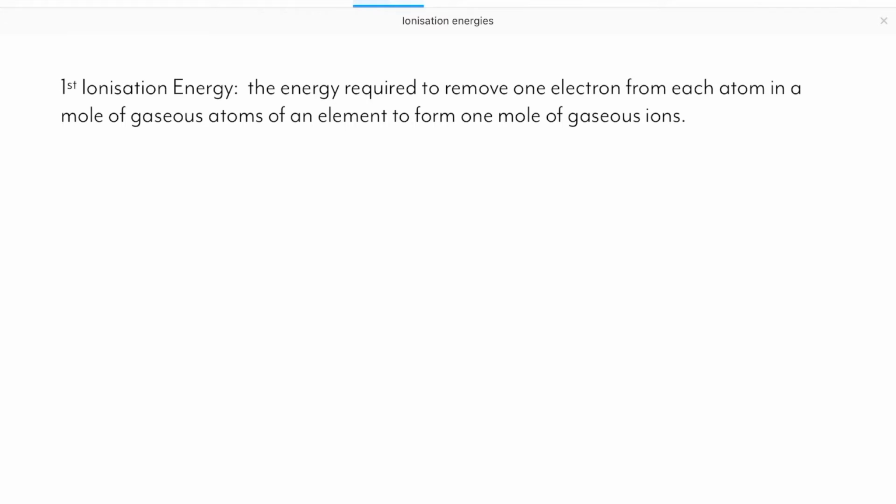So we could take lithium, for example. Lithium, it's a gas. If it loses an electron, we would form the positive ion plus the electron that had been removed.